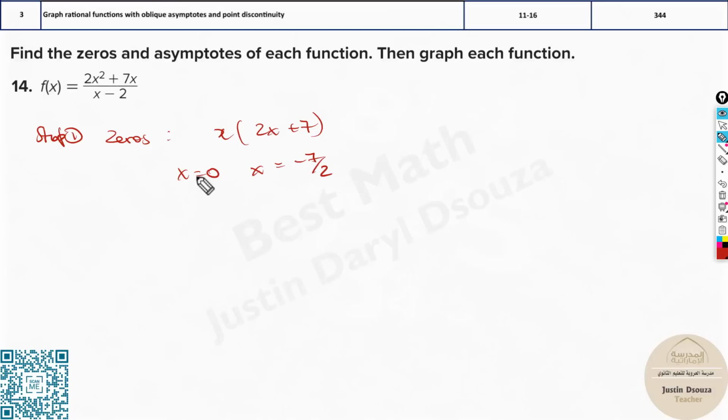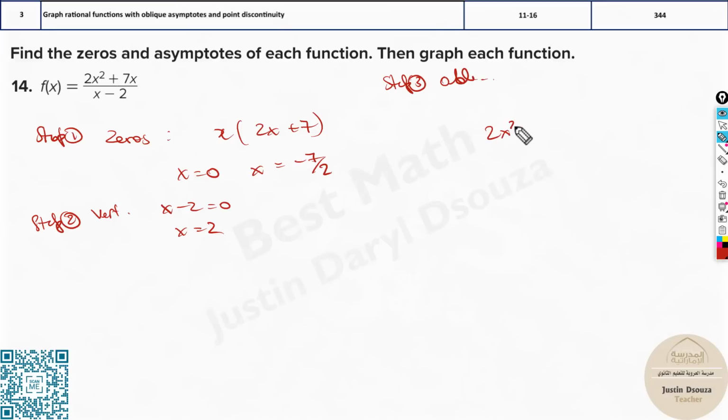So there are 2 zeros. But what you can easily do is put mod pi 3, 2, 7, and there is no constant term, put it as 0. And then you can get the answers, mod pi 3. Now here, these are the 2 zeros, and then step 2 would be the denominator. That is the vertical asymptote. x minus 2 will be equal to 0, so x is equal to 2. Right over here, step 3 is the oblique asymptote.